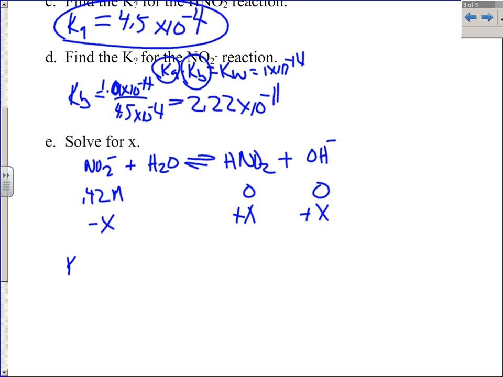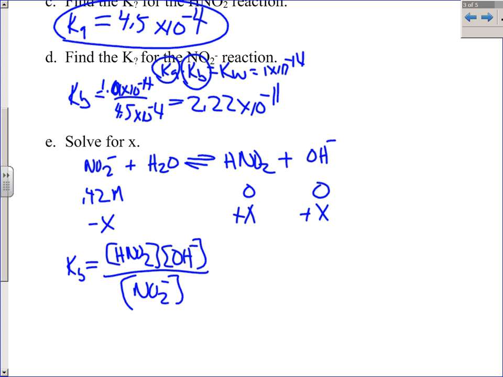So when I set up my Kb expression, I'm going to get the concentration of HNO2 times the concentration of OH minus all over the concentration of NO2 minus. Remember, always write your reaction and your K expression. Now, I know that's going to equal the Kb that I determined up here. So I know that has to equal 2.22 times 10 to the negative 11th. But I don't know what my x is here.